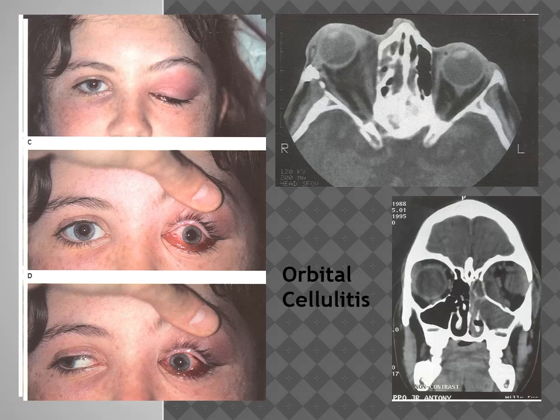This is another case showing orbital cellulitis. In orbital cellulitis, it is very important to note that the ocular motility will be affected. So there is ophthalmoplegia in addition to signs of inflammation in the eyelids and proptosis.